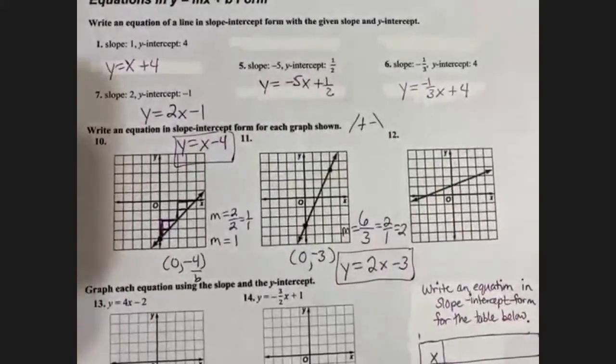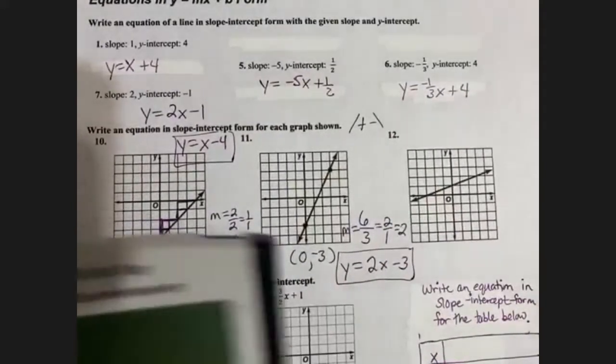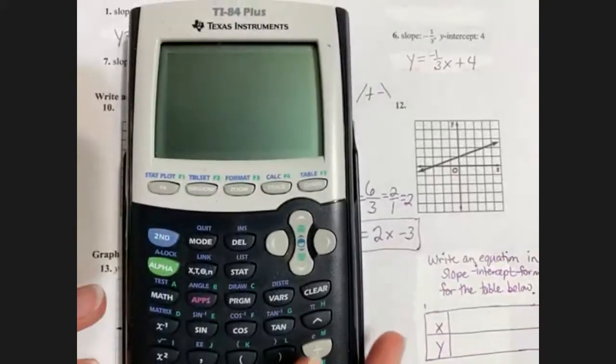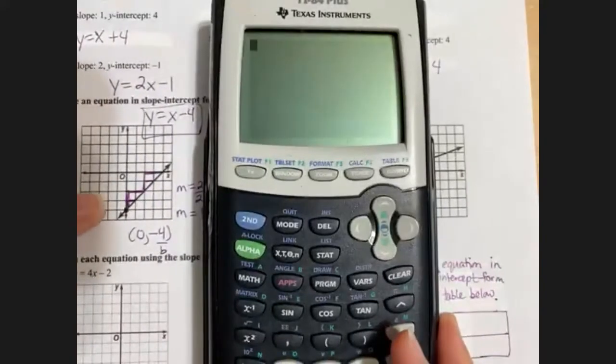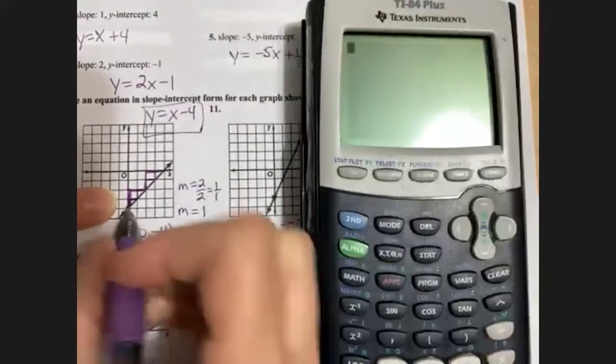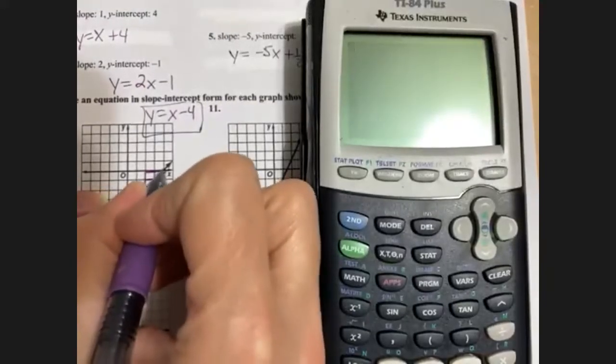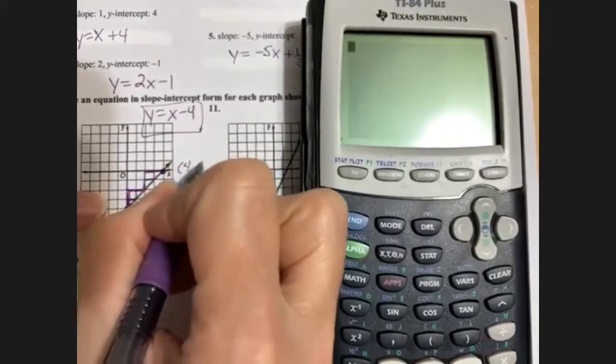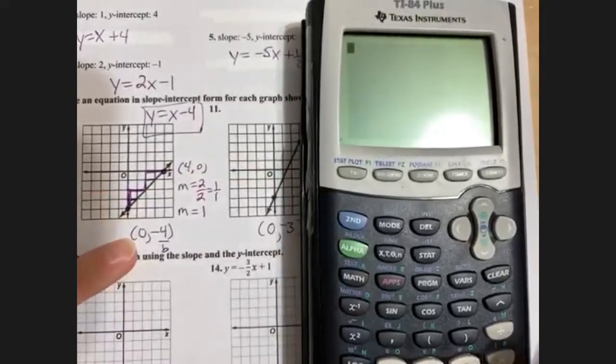Now you're probably saying, well, can I use my graphing calculator? So we're going to pull our graphing calculator out for just a minute, and calculate this with a calculator. To do that, you need 2 points. It doesn't matter which 2 I pick, so I think I'll pick 4, 0, and I know this is 0, -4.